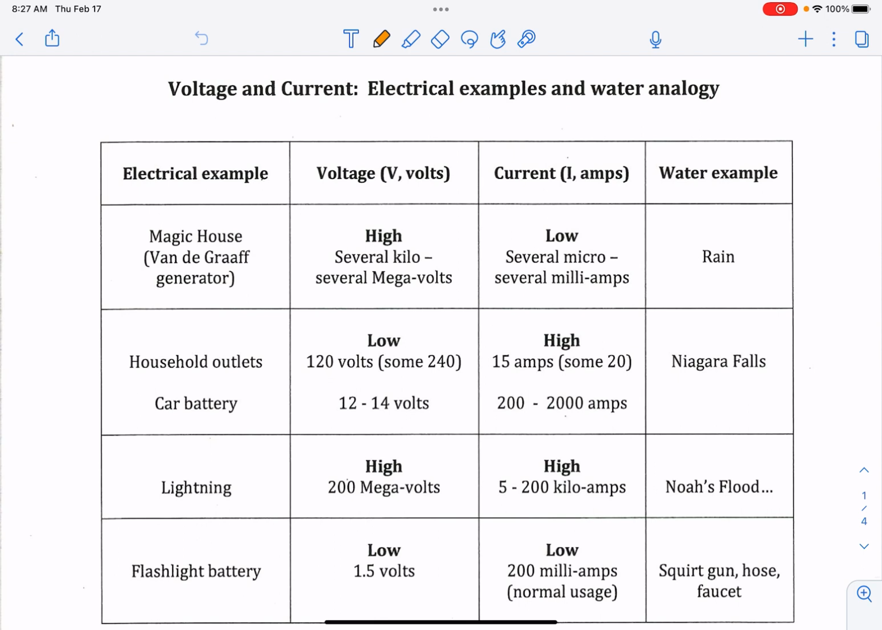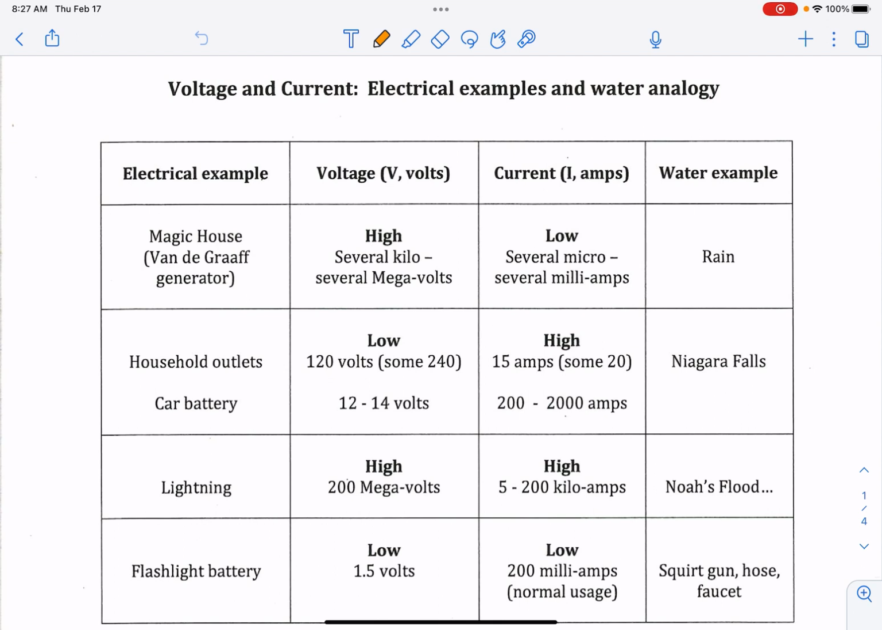In any case, the voltage in a typical household outlet is about 115, 120 volts. There's a little bit of variability there. Some of your specialized outlets in your house would be about 240 volts for things that require an awful lot of current, perhaps an electric dryer, for example. A car battery only has about 12 to 14 volts.